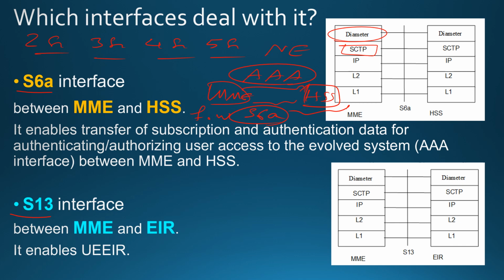The other option is the EIR, the Equipment Identity Register. In the GSM network, it stores the IMEI of all subscribers. This database is for verifying whether a subscriber's equipment is valid or not. But in this case, the MME from 4G, when it wants to connect to the EIR from 2G, needs the S13 interface.